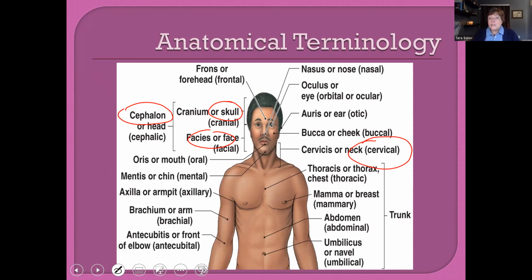So usually if you say cervix, the cervical area, you think cervix, and then you think maybe part of a woman's reproductive anatomy. Not true. Not for us. So when we say cervical, what we're talking about is the neck region. So that's going to be one that kind of throws you. So please make sure that you look through these words and start to know them.